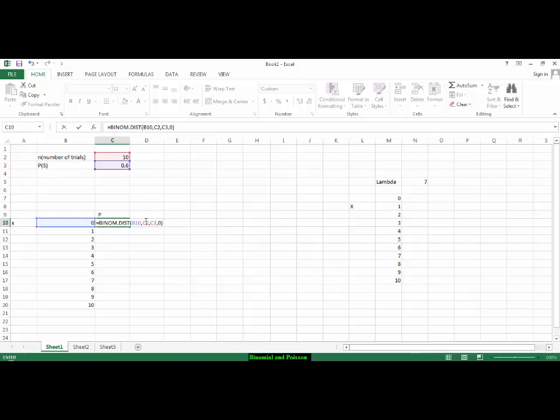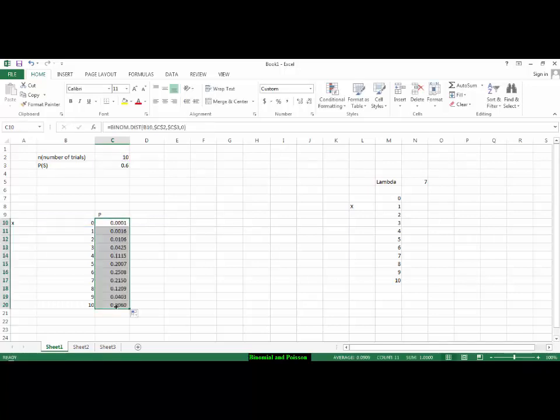Okay. Then what I'm going to do is to freeze these two cells because they are not going to change for my other x values, and hit enter. Then I'll take this formula up until the end and I'll get the probabilities for all the given values of x. For example, this shows the probability of x equal to 7, which is in our case 0.21.